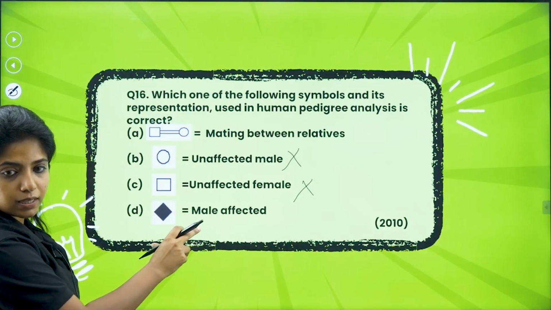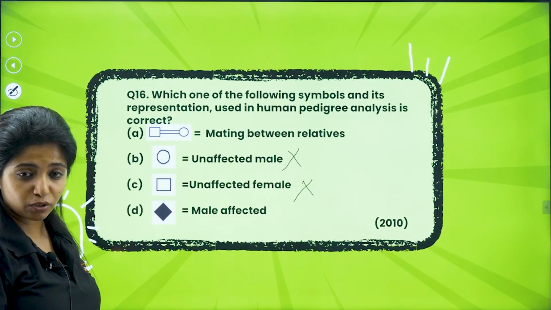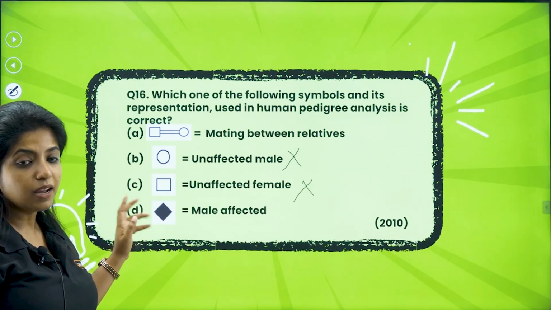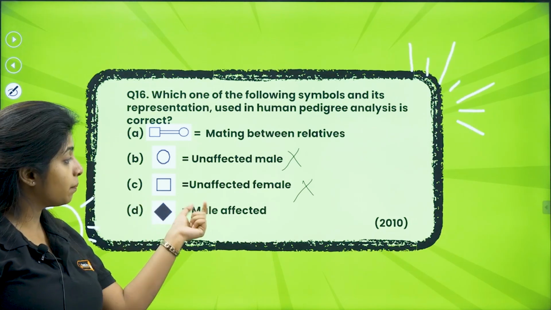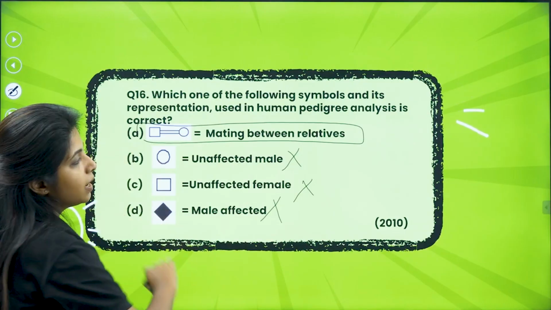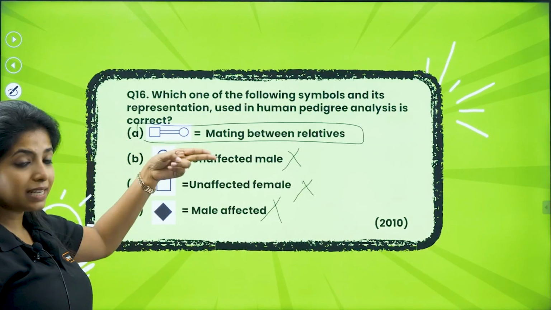When this type of symbol comes up, that means the sex is not specified. It is the sign of affected, since it is colored, but the sex is not specified. Here it is written male, so this is also wrong. So we are left with this, which means this is the correct one. Mating between relatives. When 2 lines are there, that means a very strong relation. It is known as consanguineous mating.